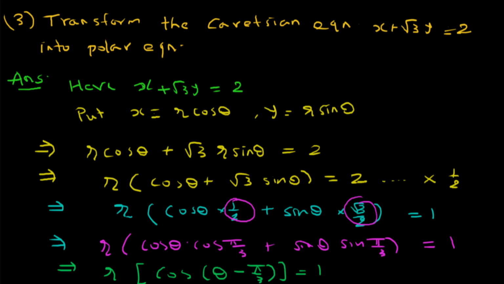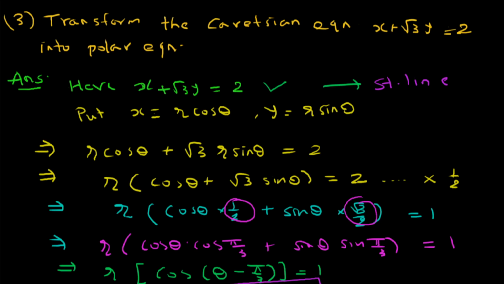Okay, that is the required polar equation. Actually, the original equation was x plus root 3 y is equal to 2, which is the equation of what? A straight line. So this is the Cartesian equation of a straight line, and we have converted this Cartesian equation into this polar form.